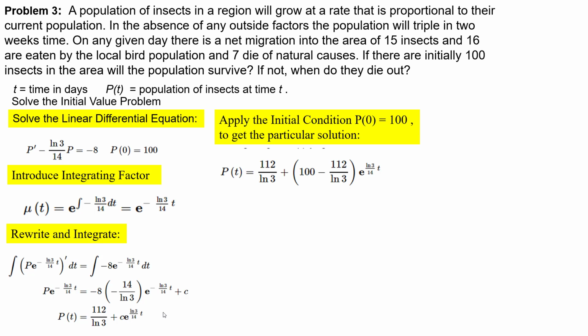So, am I skipping a step? P of 0 equals 100 means C is going to equal 100 minus 112 divided by ln of 3. I skipped a step. So you can figure it out, right? Because if you plug in 100 here, you can subtract, and then divide by C. Okay.